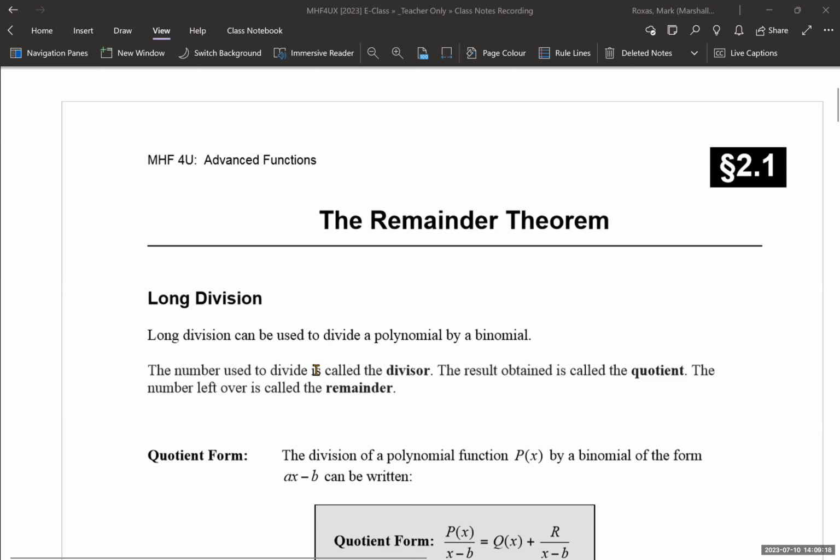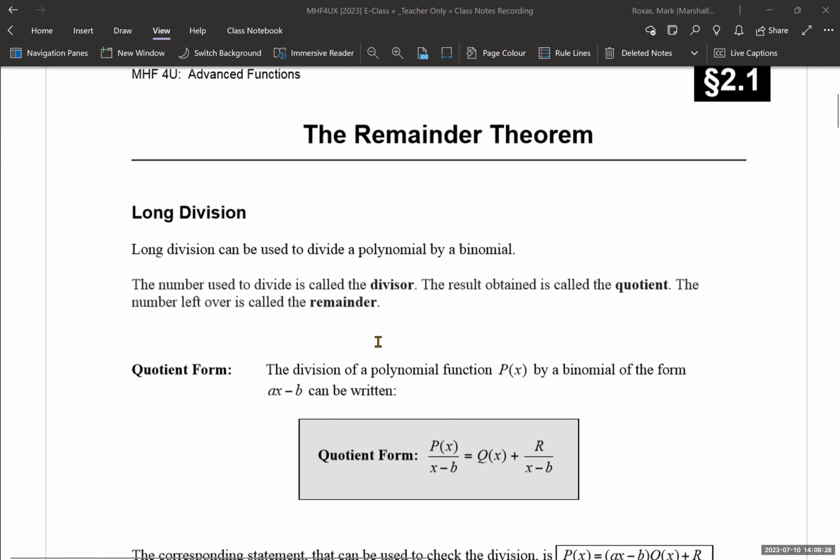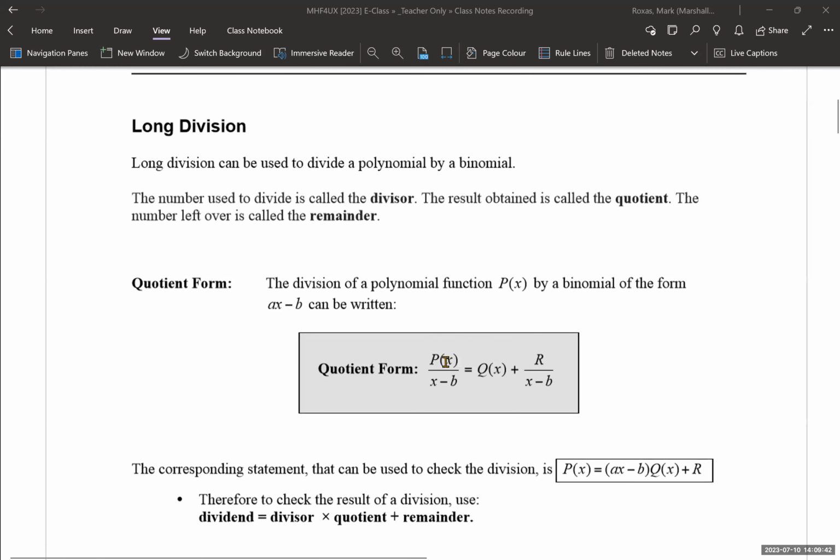The number used to divide is called the divisor, as you may recall. And the result obtained is called the quotient. The number left over is called the remainder. So in quotient form, the division of a polynomial, we'll call it p of x, by a binomial of the form ax minus b can be written as the polynomial p of x divided by x minus b equals its quotient plus its remainder.